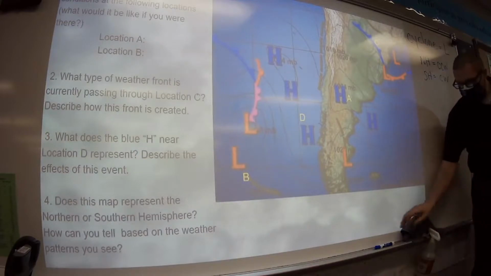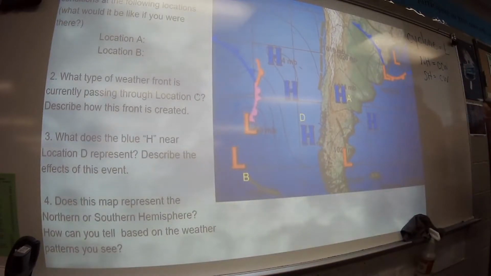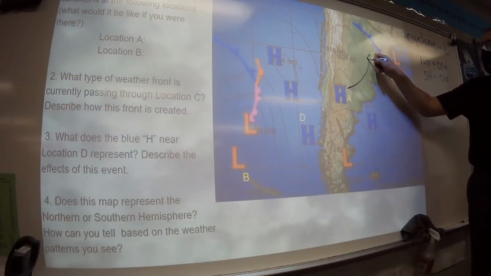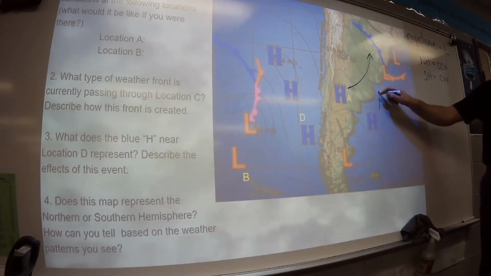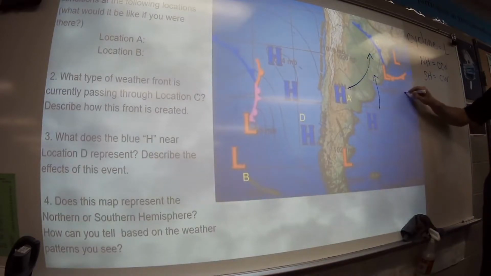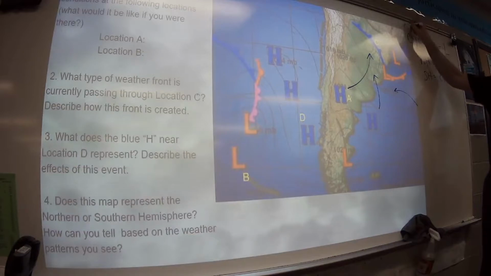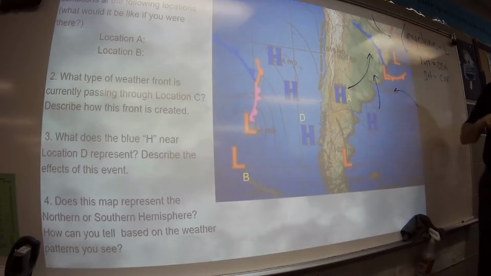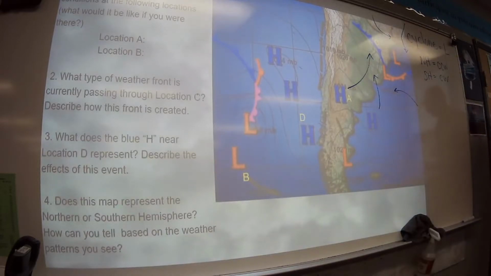Check this out. Ready? This is the southern hemisphere. I'm going to tell you already, number 4, it's the southern hemisphere. In the southern hemisphere, air always turns to the left. The Coriolis effect turns everything to the left. So we've got air coming from high pressure to low pressure, right? But it turns left. High pressure to low pressure turns left. Does this make sense?